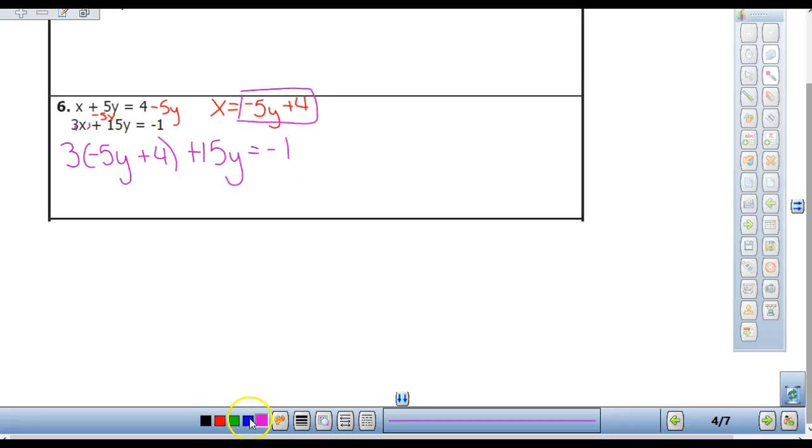So when I distribute, what do I get? Negative 15y plus 12 plus 15y equals negative 1. What happens to my y's? My y's cancel each other out, and I have 0y. So 12 equals negative 1. Is that true or is that false? False. 12 doesn't equal negative 1. So what would I write? No solution.